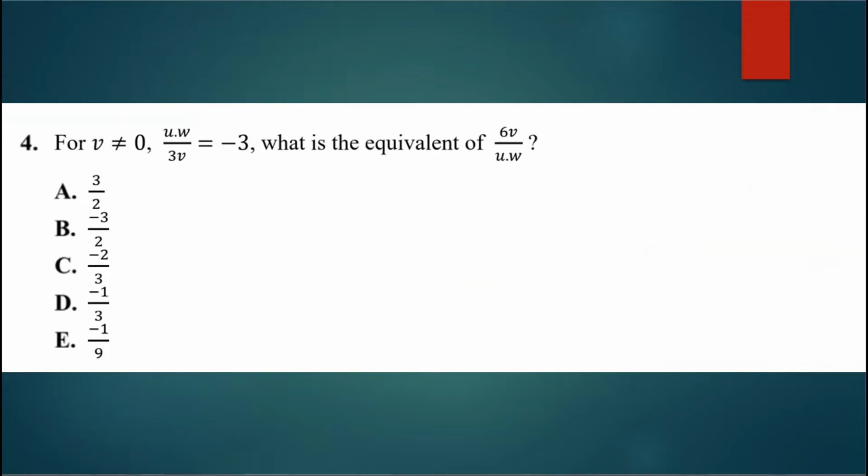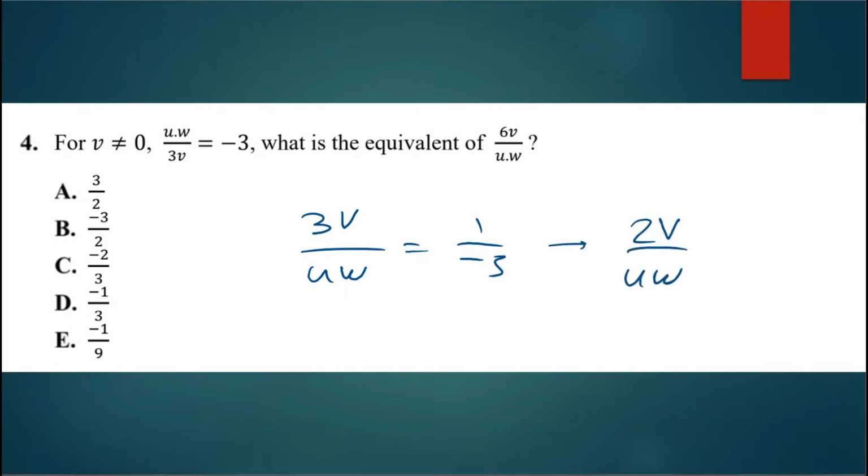60v over w. So I can make a reciprocal for this. It will be 3v over uw. I think that is the same, but it will be 1 over -3. To make it 6, I will multiply by 2 on both sides. And I think that's it. It will be -2 over 3.